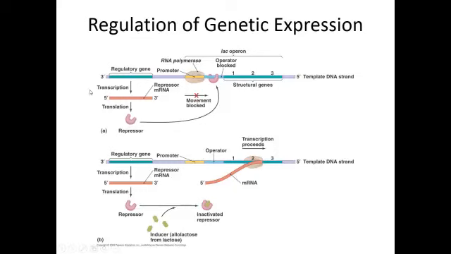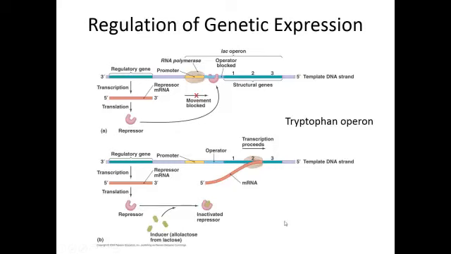When that concentration drops, when the cell has used up the lactose in the environment, the allolactose will fall out of the repressor, the repressor will rebind, and will go back to the initial state. We call this an inducible operon because it's induced by what the genes are needed for.